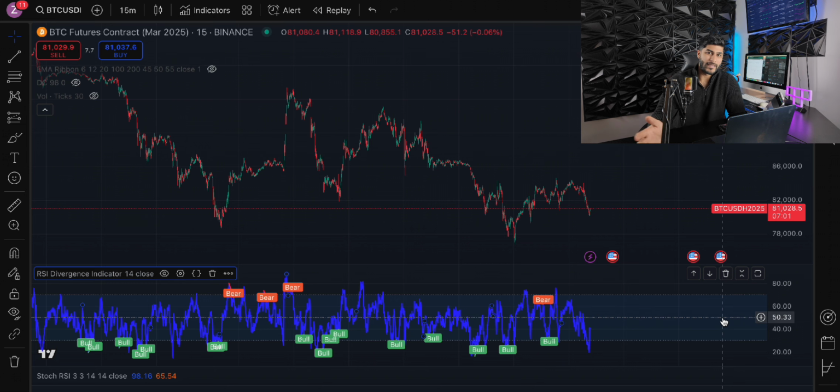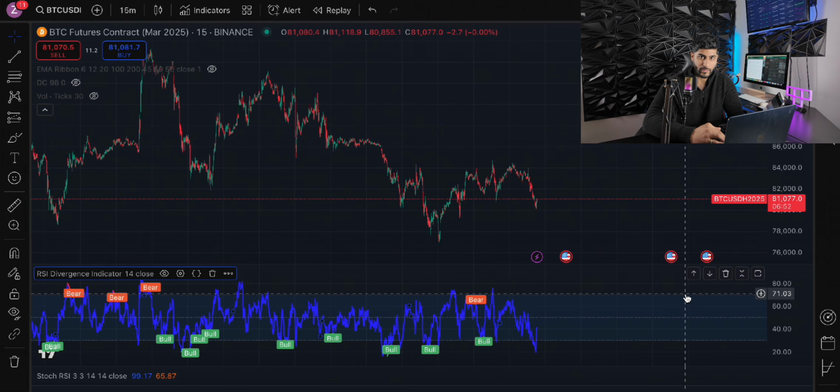So some people like doing it at 80-20. I personally find 70-30 has worked best for me, so obviously play around with it and see what you like more. However, for the sake of this, I'm going to keep it at my 70-30.